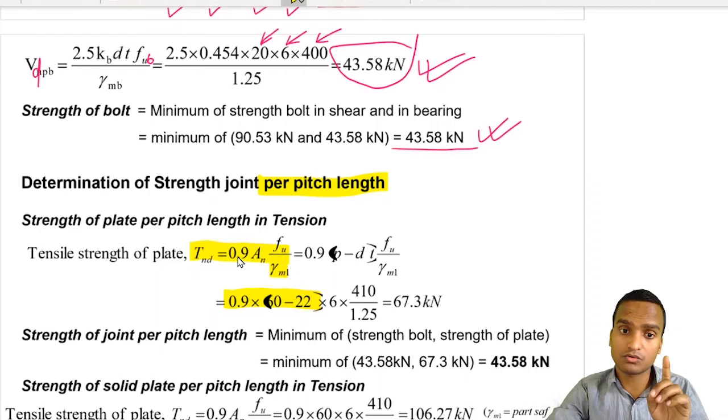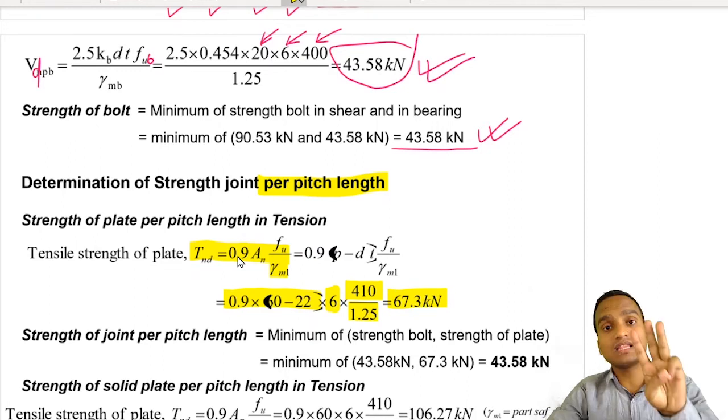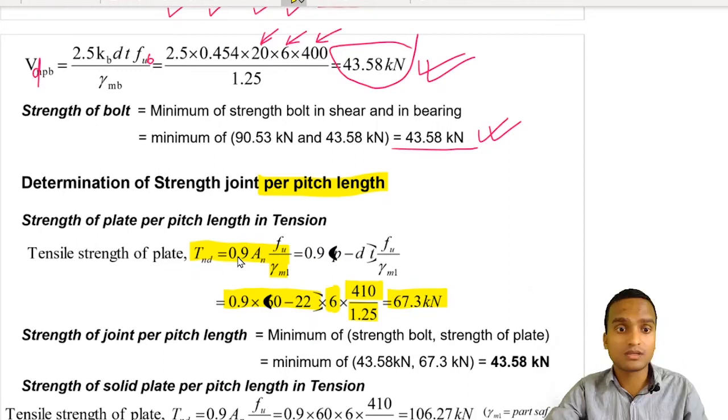T here is the main plate thickness, which is equal to 6 mm, and this is multiplied by what? Fu, and here Fu is 410 megapascal, not the 400 megapascal, and it is divided by gamma ml, which is equal to 1.25, and if we do all the calculation, we get the net tensile strength of plate 67.3 kilonewton.